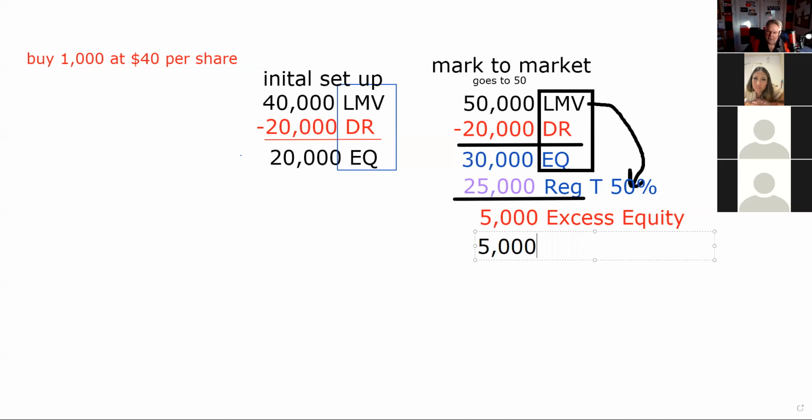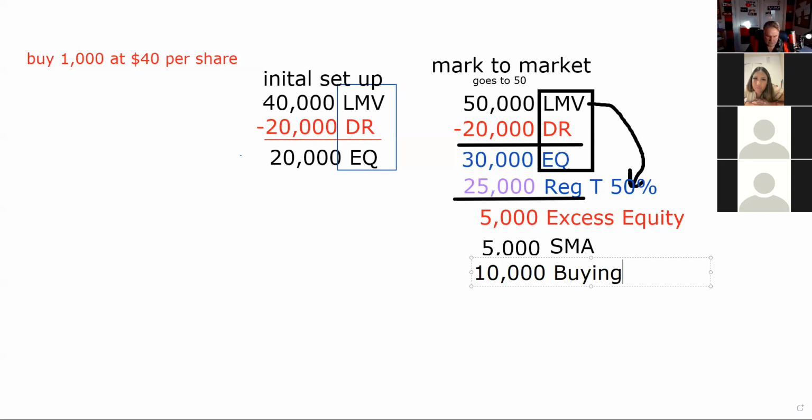Now, I don't think on the test you would have any problem if you thought of excess equity and SMA as one and the same. They're not actually, but I don't think that would cause you any problems, right? If you just thought of excess equity and SMA as being the same. And then two times your SMA is what we call your buying power.